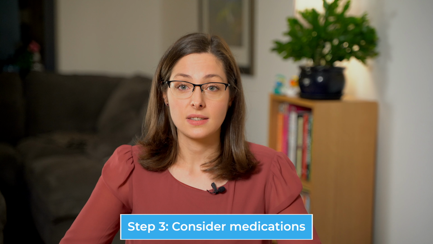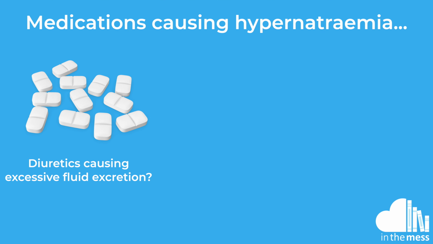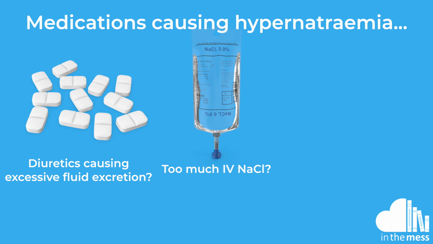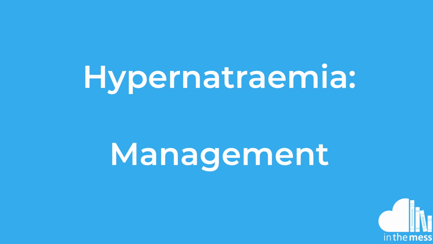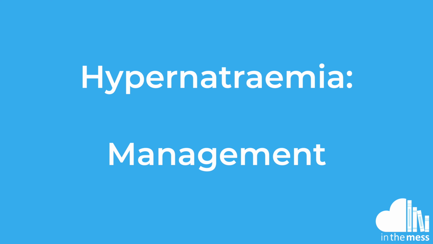Consider their medications. Diuretics can aggressively drive fluid loss and quickly lead to dehydration. If your patient is getting lots of IV medications, such as antibiotics, check with the nurses whether these can be made up in glucose solutions or water for injections instead of 0.9% saline to reduce the amount of sodium you're giving them. If patients are on lithium, this can also cause nephrogenic diabetes insipidus, and this is a great thing to pick up.